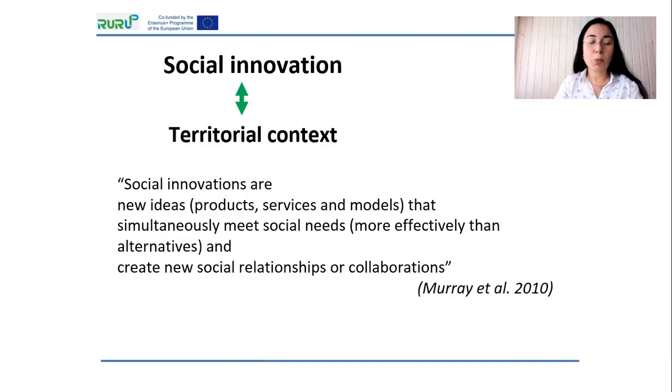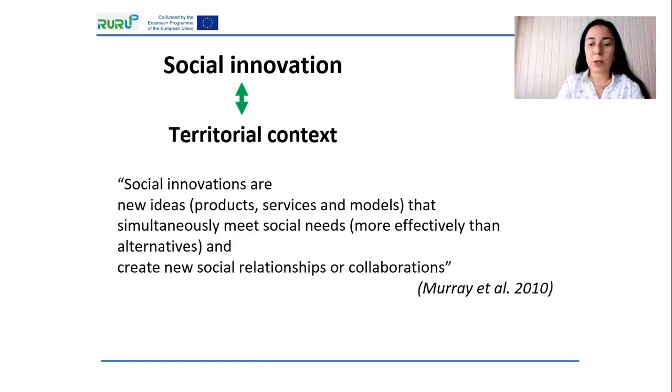What we focus in more detail in this module are the social and institutional innovations, which are relevant for the territorial context of peripheral rural areas. And again, starting with the definition, we define social innovations as the new ideas, whether they are related to products, services, or models, that simultaneously meet social needs, and they meet them more effectively than alternatives, and create new social relationships and collaborations.